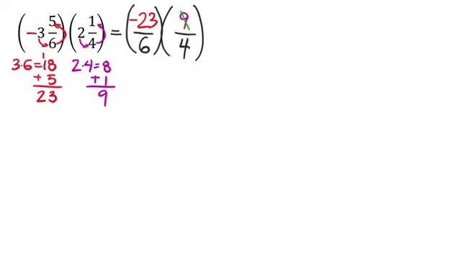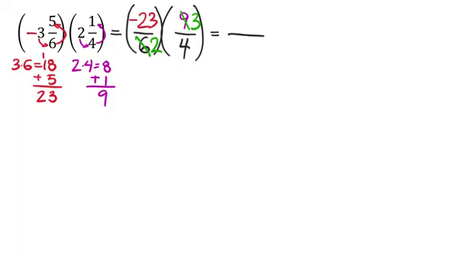I know 9 divided by 3 is 3. And then 6 divided by 3 is 2. So now the problem becomes -23 times 3, and then 2 times 4 in the denominator. What do we get on that? Still a fraction, by the way, but I'll do the denominator first because it's easy. 2 times 4 is 8.